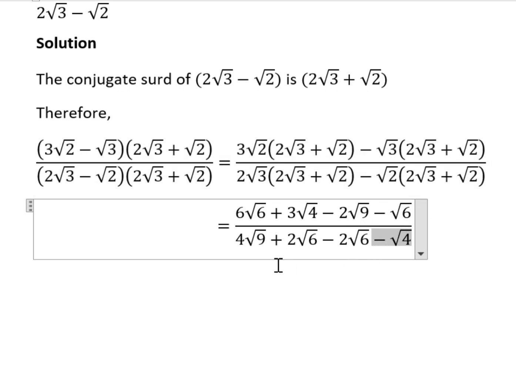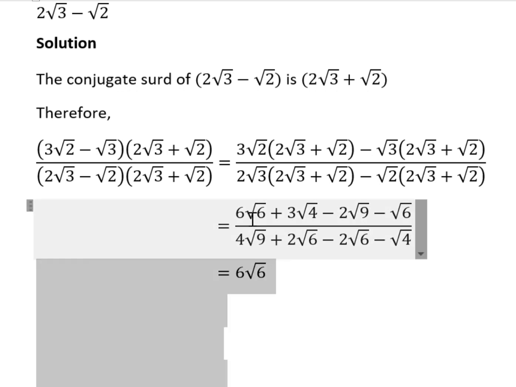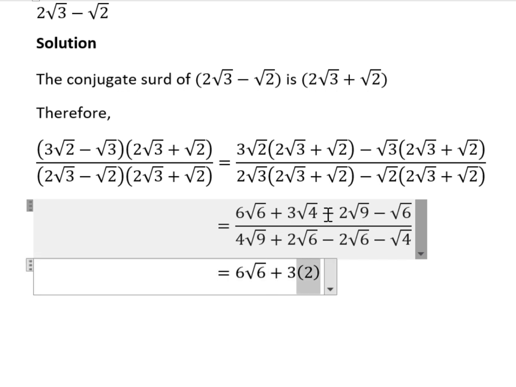Now we simplify whatever we have found. So we shall have 6 root 6 maintained, and then 3 times root 4. We know the square root of 4 is 2, so we cannot leave it as root 4. We have to simplify it, so we shall have it as 3 times 2. Then minus 2 root 9. We have root 9 here, which has a definite square root, and that is 3. So we shall have minus 2 times 3, and then minus root 6.